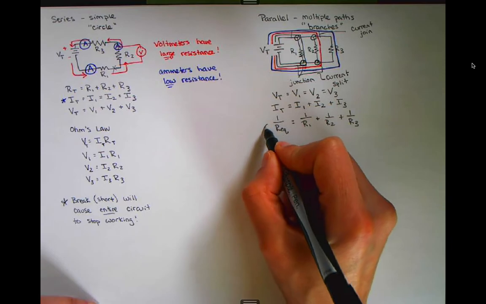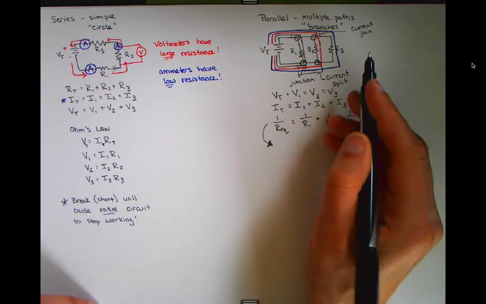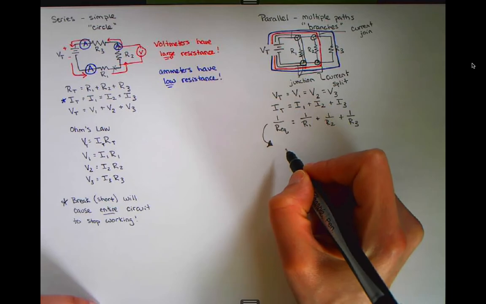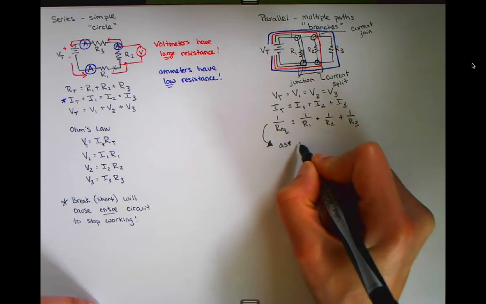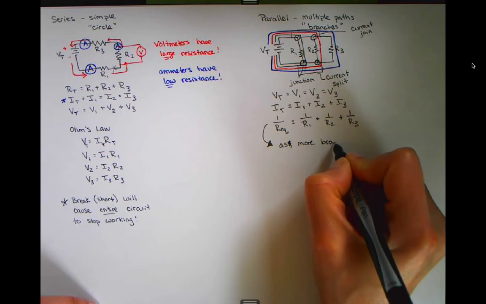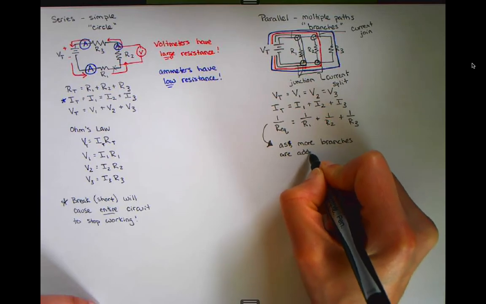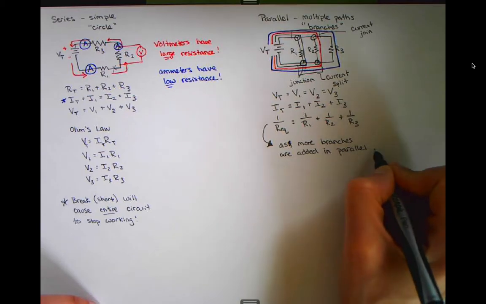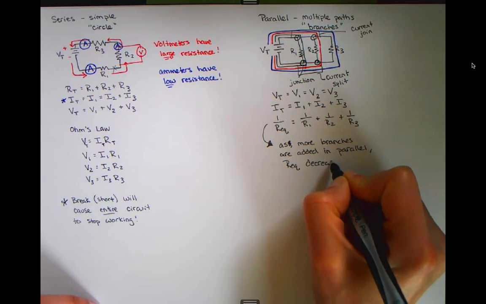Now, the thing that's special about this is the more branches you add in a parallel circuit, the smaller that resistance becomes, right? The more choices that you're giving those electrons. So I'm going to just write this because this is really important. As more branches are added in parallel, the total resistance decreases, or that REQ value. Right? This is going to go down.